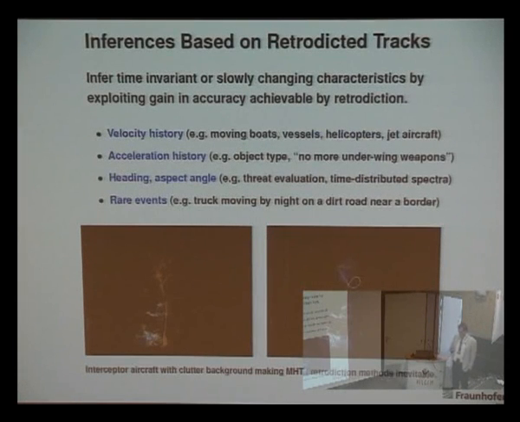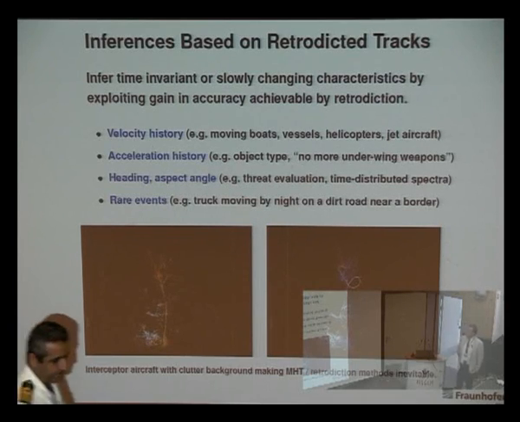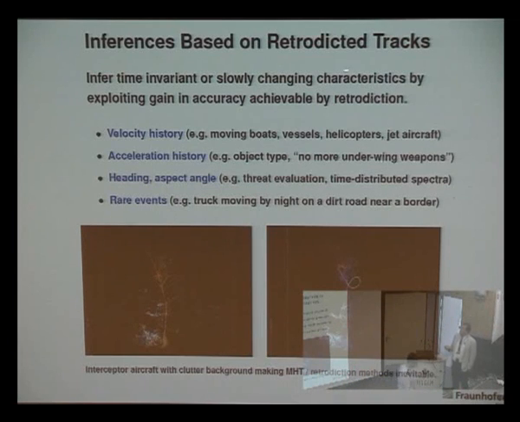First of all, you have seen in the first lecture this morning these two figures. They show you that you can extract, even in a highly ambiguous environment, highly precise tracks at the cost of some delay. And this gives you the possibility to draw inferences based on retrodicted tracks. That means inferences on time invariant or slowly changing characteristics by exploiting scale and accuracy. An example would be retrodicted velocity histories. If you see a velocity vector of 0 in your data, then you can be quite sure that you have a helicopter. And knowing that a helicopter is moving is relevant, higher level information.